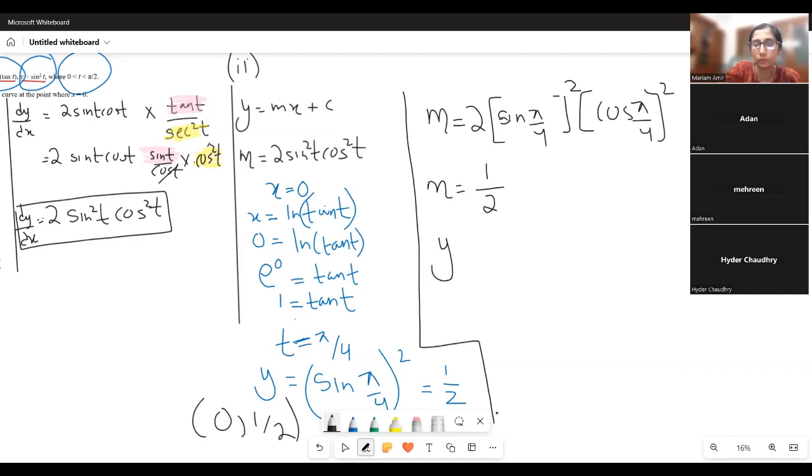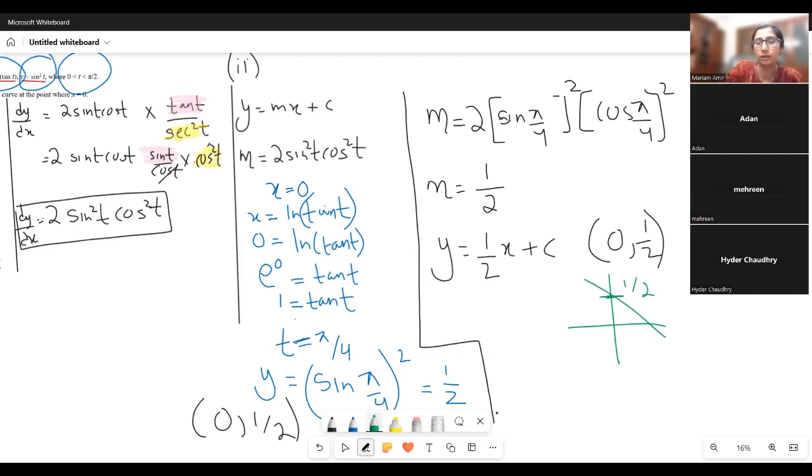So y equals mx plus c, and the point on this line is 0, half. So c is directly going to be half. From here we can see the line passes through half, so that's directly your c. Or make x 0 and y half, still you're getting half equals c. So the equation of the tangent is y equals half x plus half.